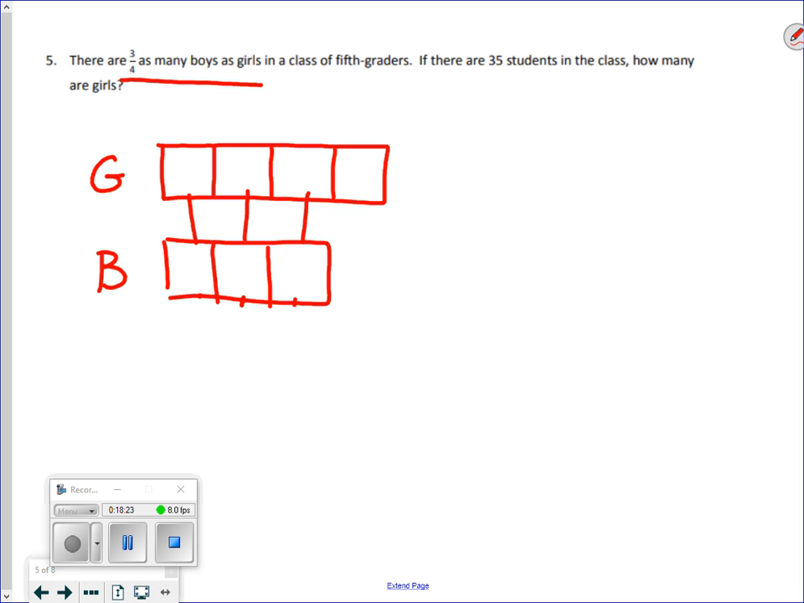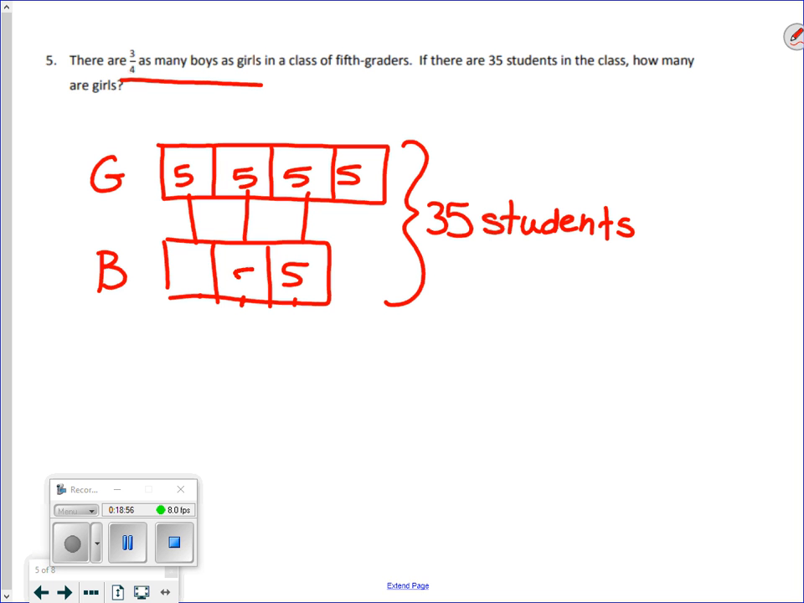If there are a total of 35 students. Oh, 5. Yay. How many are girls? It's not 5. How many are girls? Why is it 20? Because 5 times 4 is 20, because each unit would be 5. No. That would be 15 boys.